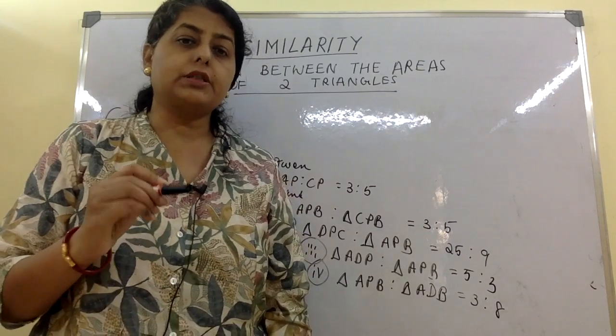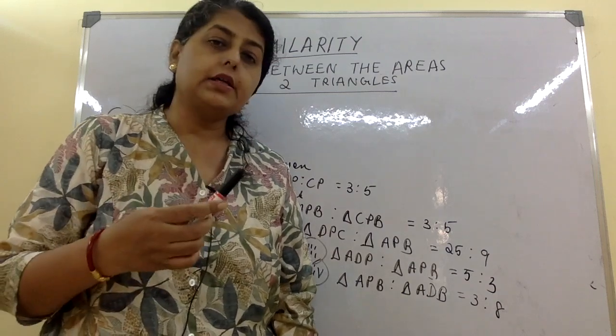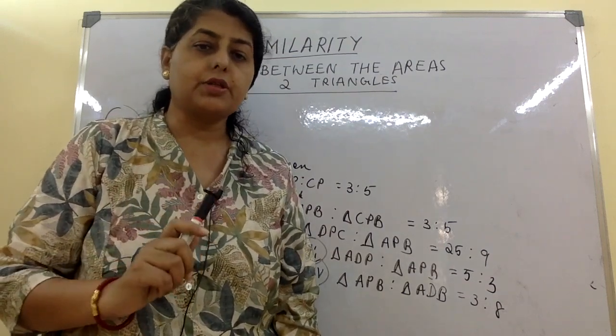So that is it from this chapter of similarity. This was the relation between the areas of two similar triangles.